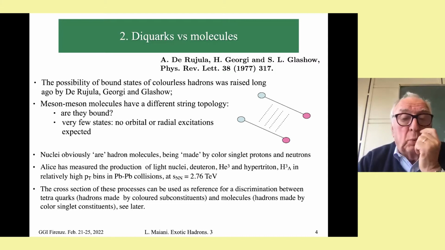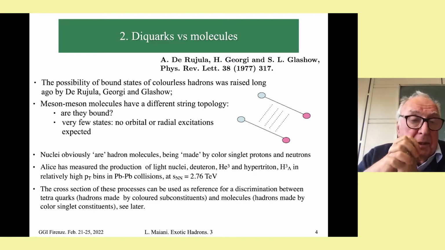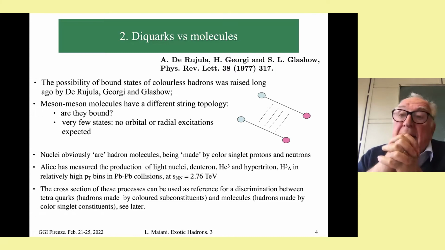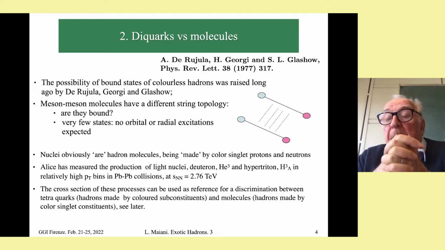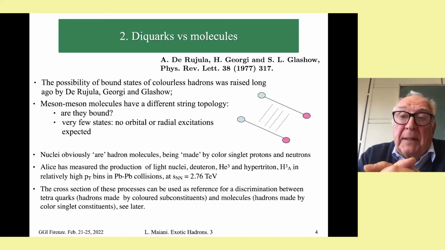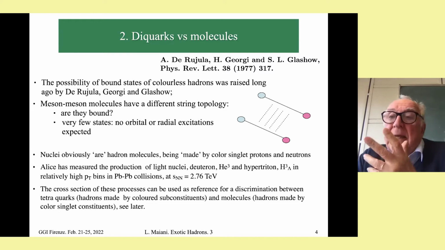Of course, the nuclei are hadron molecules. They are made by colored singlet protons and neutrons, it is a good approximation, and bound by the exchange of pions and similar. And as I said yesterday, you would expect that an object like that is not really produced in a very high p-perp environment, but is rather a low energy object, something that happens when the two hadrons are very close in phase space and they feel the relative attraction due to one pion exchange. And this is another element that we have to keep in mind.